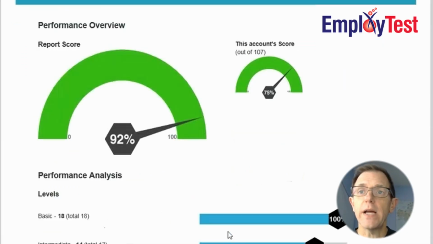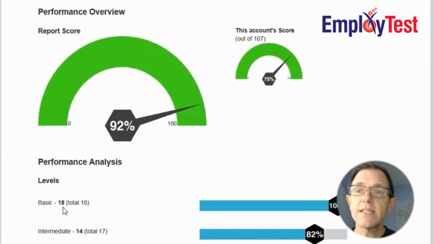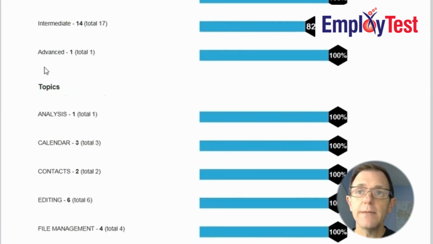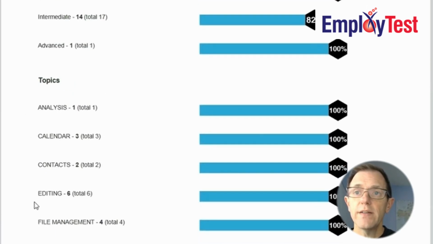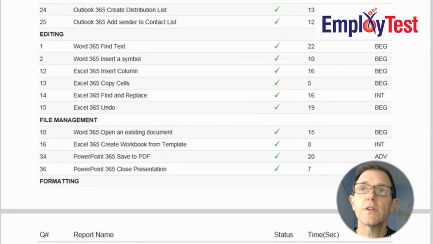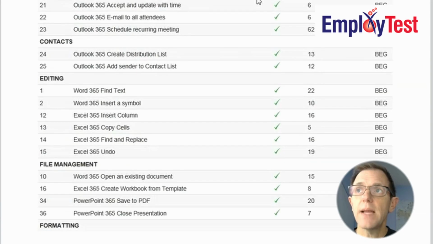Then it'll break it down by level with percentage correct. In this example, there are 18 basic level questions, and they got 100% of them correct. It breaks it down by topic too. Here, there are 6 editing questions, 100% of them correct. Then at the bottom, you'll see a table with a description of each question, whether it's correct or incorrect, how many seconds they spent on it, and the skill level for that.